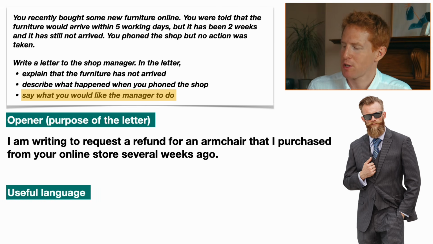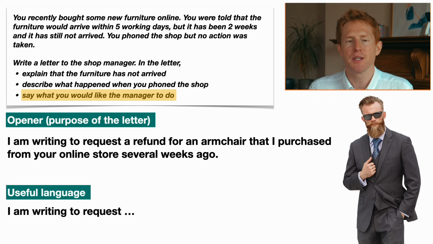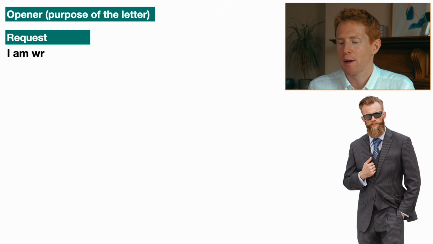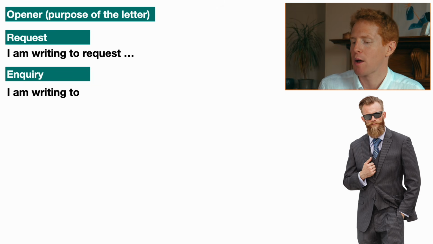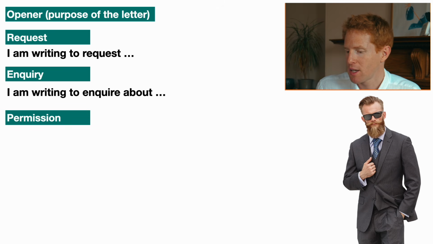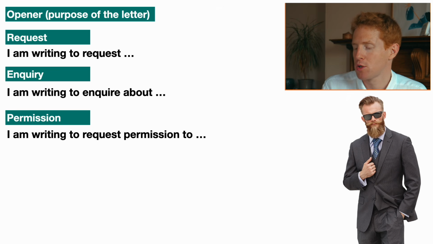Okay, we've got some very useful language here. I am writing to request. Now that's because this letter is a request letter. So we could say, I am writing to request. However, if the letter was more about an inquiry, we might say something like, I'm writing to inquire about. If we were asking for permission, then we could say something like, I am writing to request permission to.